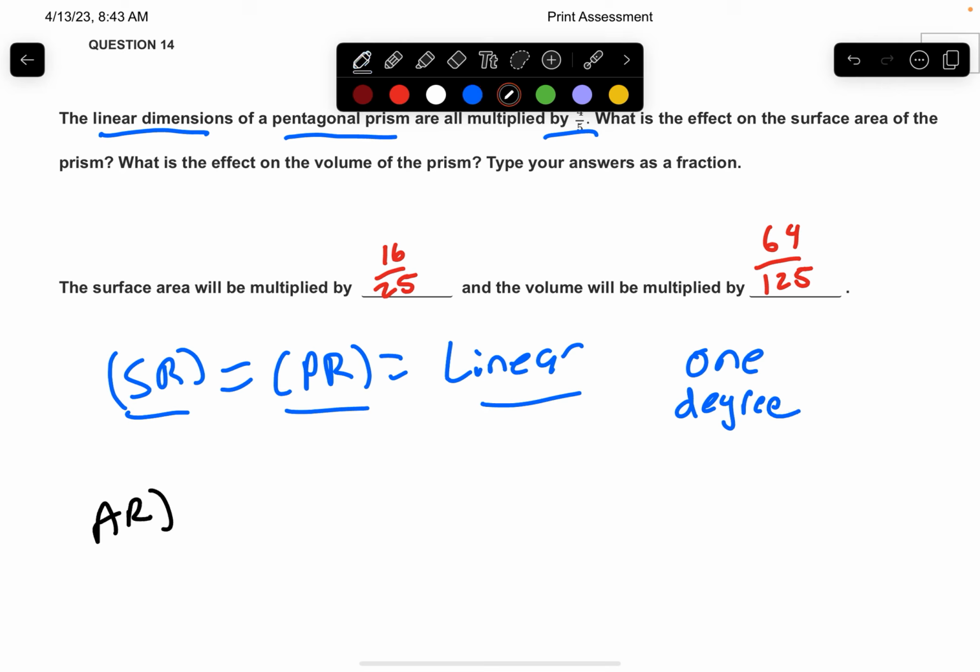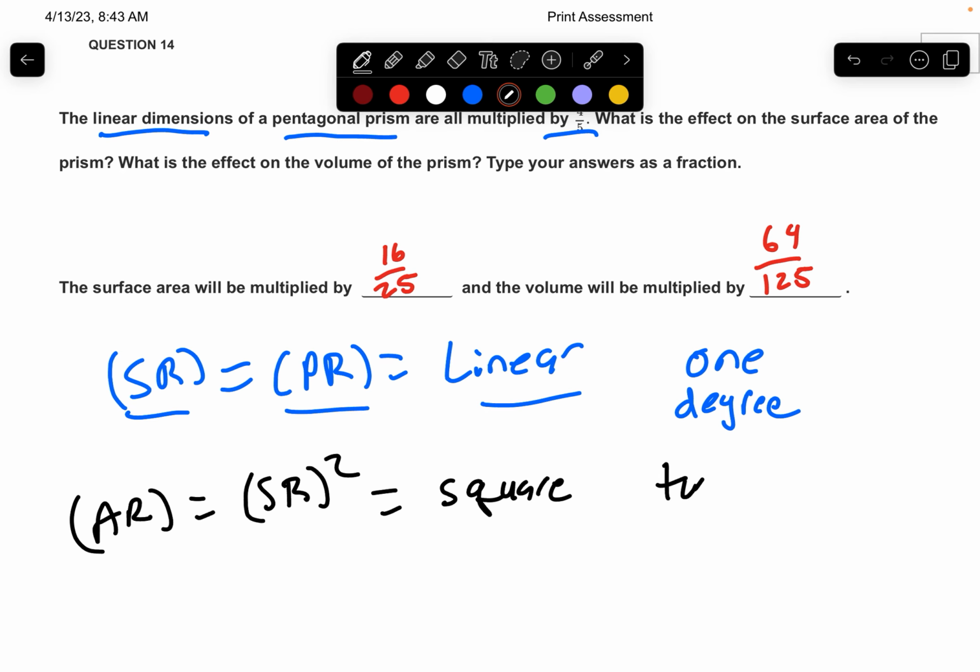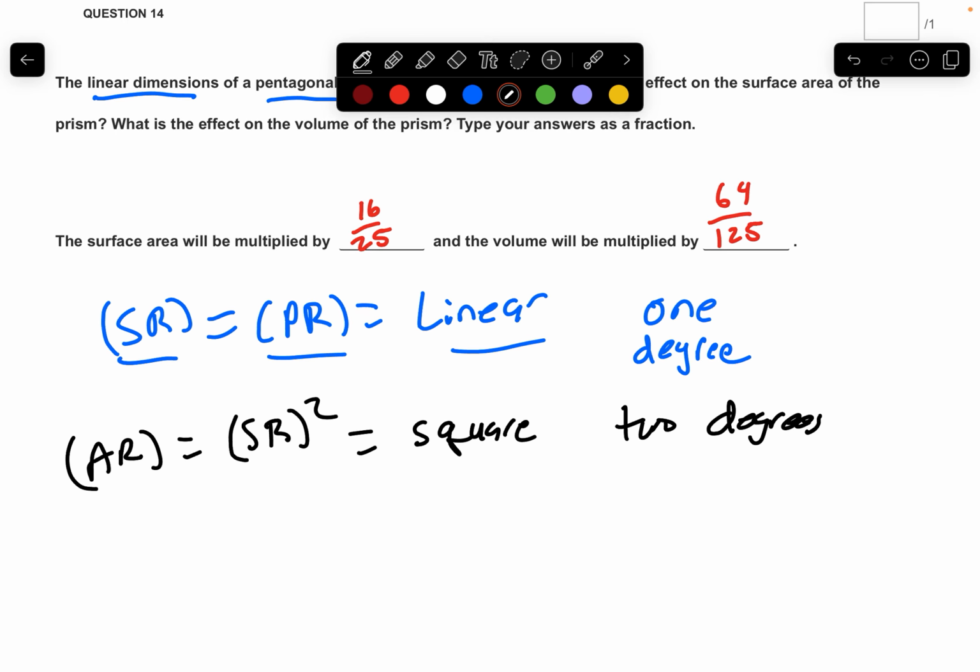Area ratio is a similarity ratio squared. It is measured with squares. It is 2 degrees. And finally, volume ratio is the similarity ratio cubed. It is measured with cubes, and it is 3 degrees.